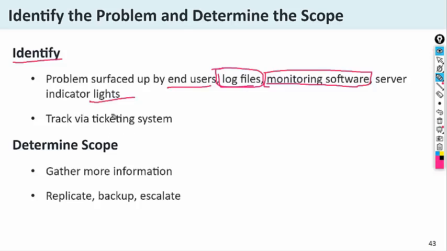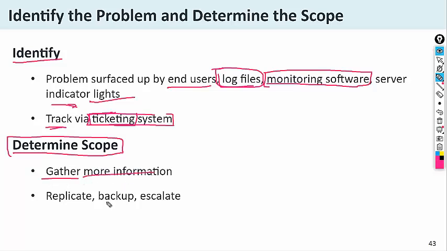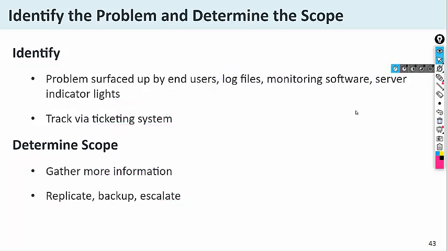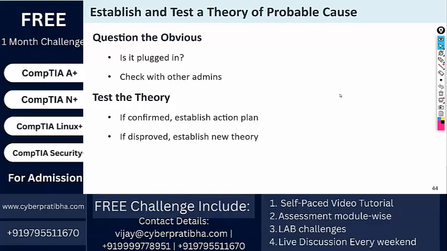You can also track it through the ticketing system, meaning whenever a problem occurs, a previously solved problem may already exist in the ticketing system, so you can follow the instructions and solve the problem. Another step: once you identify the problem, you determine the scope, where you gather more information, replicate, backup, escalate. If that applies, you can solve the problem by doing the replication or the backup.